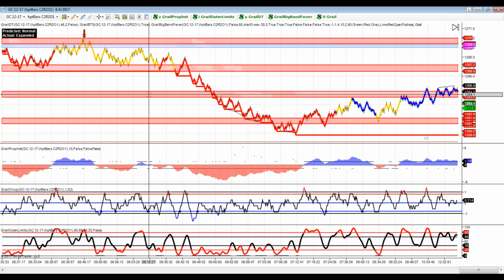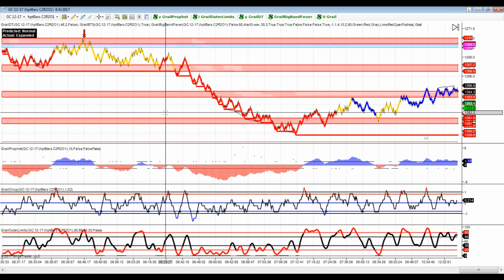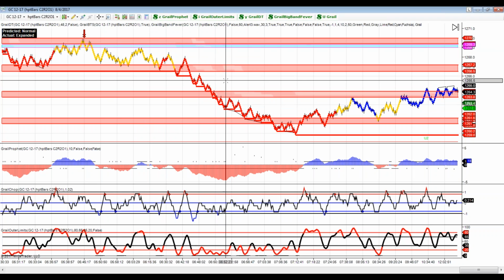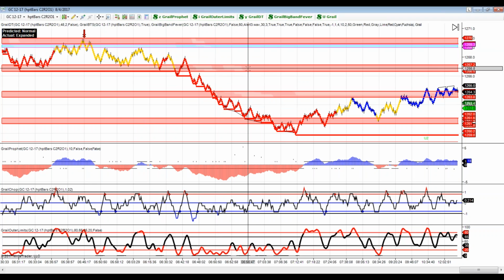The beautiful thing about the Grail now, trading the big band, is you can elect to trade any bands that you want. And I'm going to show how to do that next week with simple settings, but you can trade band 2, 3, 4, 5, 6, whatever band you want. It'll even trade the OP, that's the opening price, or the OP bands. And I'm going to show that on the next chart.